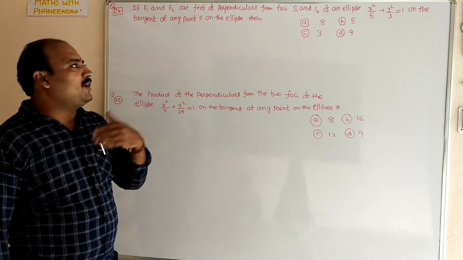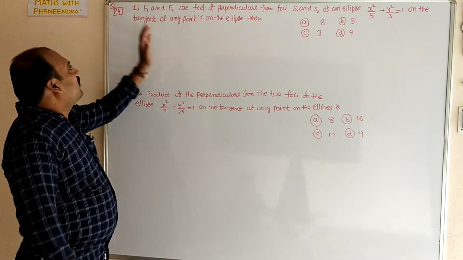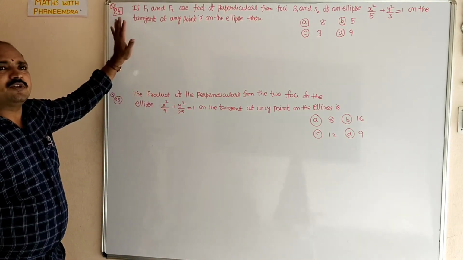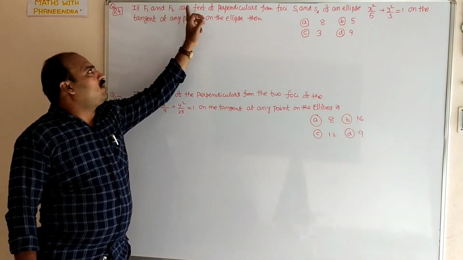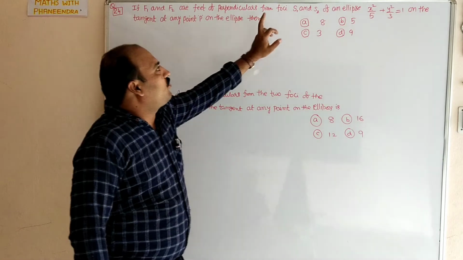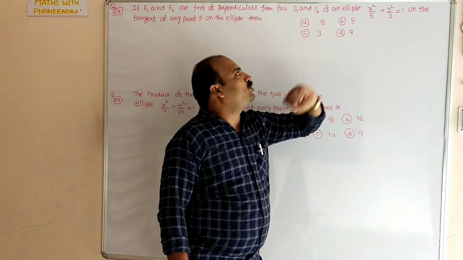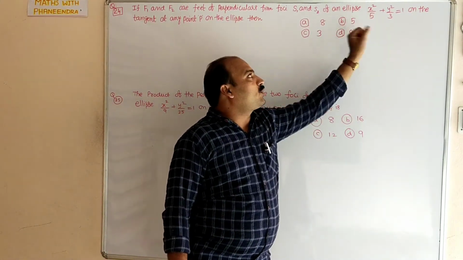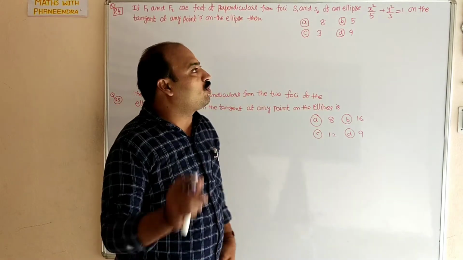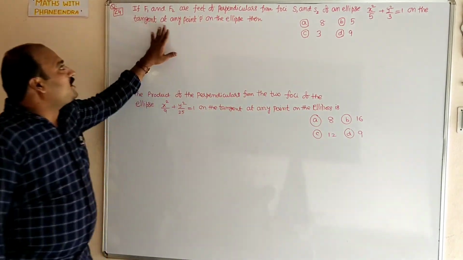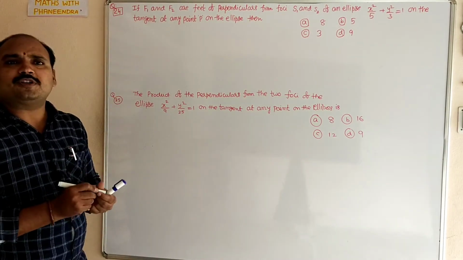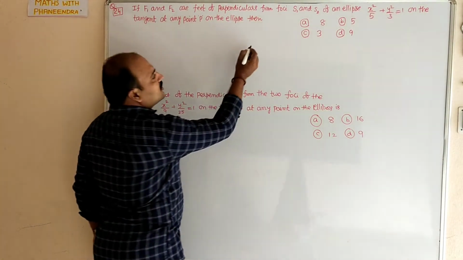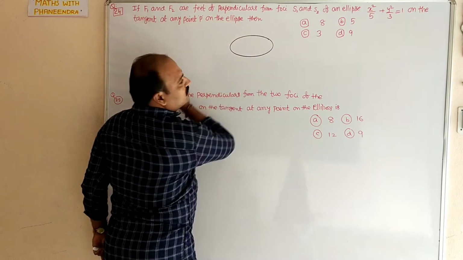So we will enter into the class. Let us have a discussion in this question. First question: if F1 and F2 are feet of perpendiculars from foci S1 and S2 of an ellipse x square by 5 plus y square by 3 equal to 1 on the tangent at any point on the ellipse. See, we have a very important shortcut formula regarding this. This is the ellipse equation.